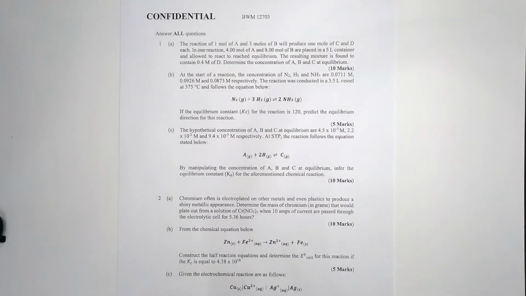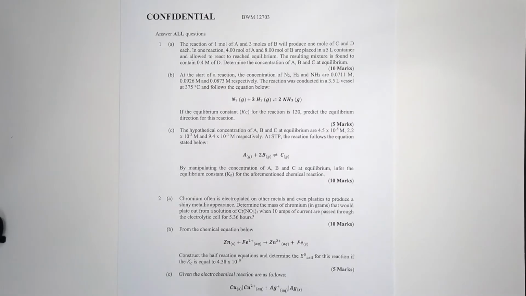In question number 1a, it states that the reaction of 1 mole of A and 3 mole of B will produce 1 mole of C and D each. In one reaction, 4 mole of A and 8 mole of B are placed in a 5-liter container and allowed to react to reach equilibrium. The resulting mixture is found to contain 0.4 molar of D. Determine the concentration of A, B, and C at equilibrium. So how are we going to answer this kind of question?